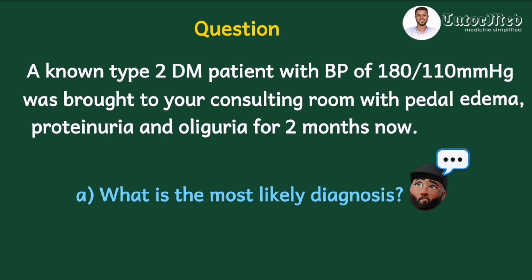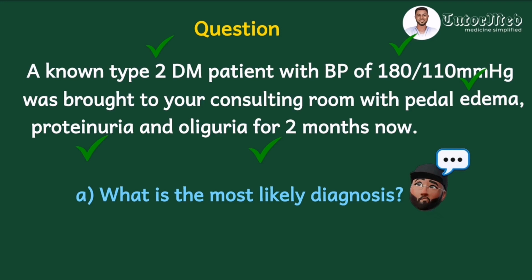Very well. Now, one of the helpful things to do when answering clinical cases is to identify relevant information in the clinical stem. And so in this clinical stem, the relevant information are the fact that the patient is a type 2 diabetes mellitus patient, the fact that the patient came with a BP of 180 over 110, came with pedal edema, proteinuria, and oliguria for 2 months. And so, based on this relevant information, what do you think the diagnosis most likely is?